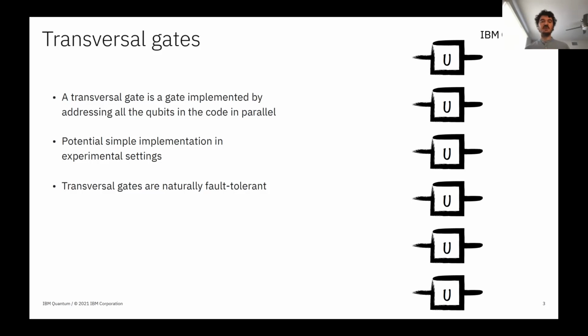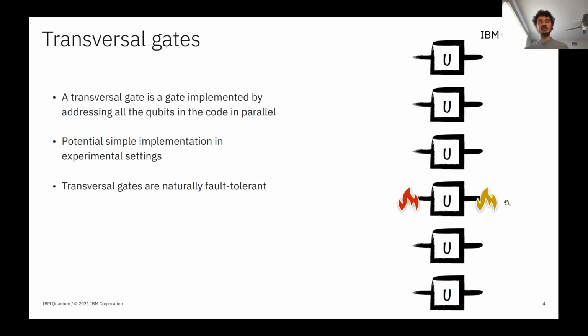This is very appealing from an experimental point of view because you just need to apply your single qubit pulses, or whatever physical implementation you use, to each of the physical qubits, and there's no need to couple different qubits within the code. And these gates are naturally fault tolerant because if you have an error that occurs in your system, well, the physical gate might transform that error, but the error will remain localized.